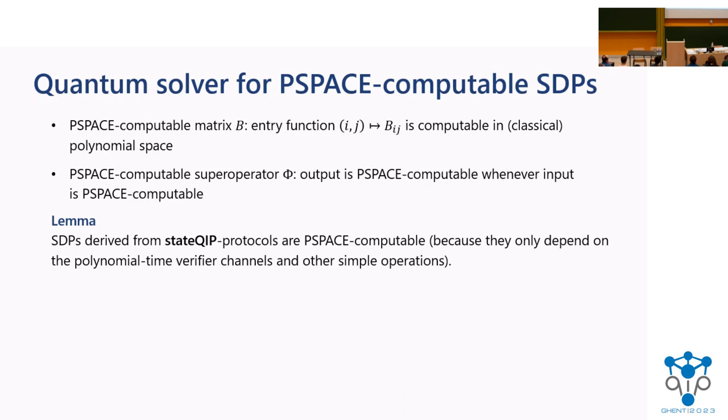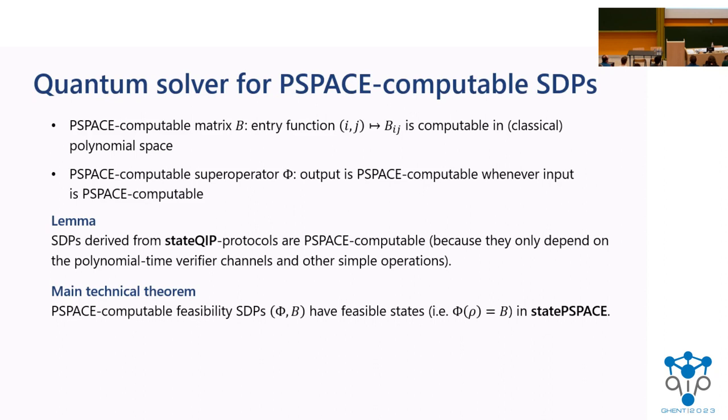Okay, and then the main technical theorem that we show is that, in fact, if you have any such PSPACE-computable feasibility SDP, then this has feasible states, so states that satisfy this requirement, that are in statePSPACE, meaning that you can generate them with these uniformly generated polynomial space quantum circuits.